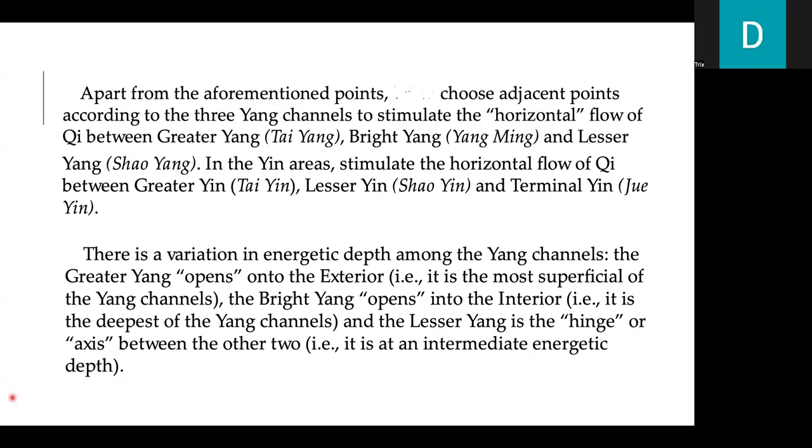There is a variation in energetic depth among the yang channels. The greater yang opens onto the exterior, that is, it is the most superficial of the yang channels. The bright yang opens into the interior, that is, it is the deepest of the yang channels, and the lesser yang is the hinge or axis between the other two, that is, it is of intermediate energetic depth.